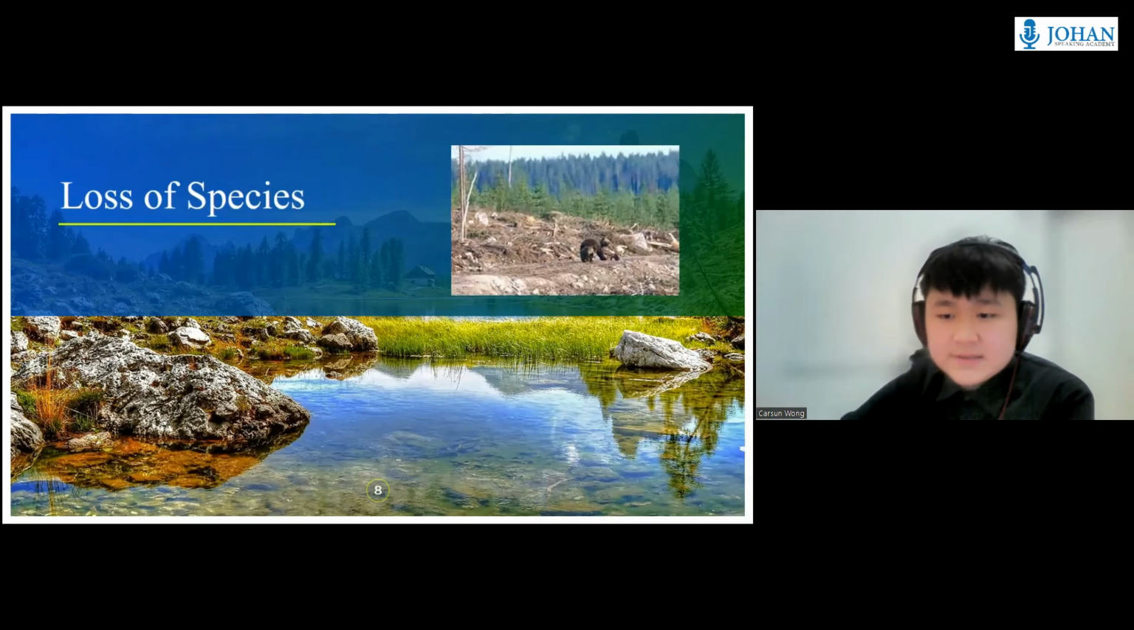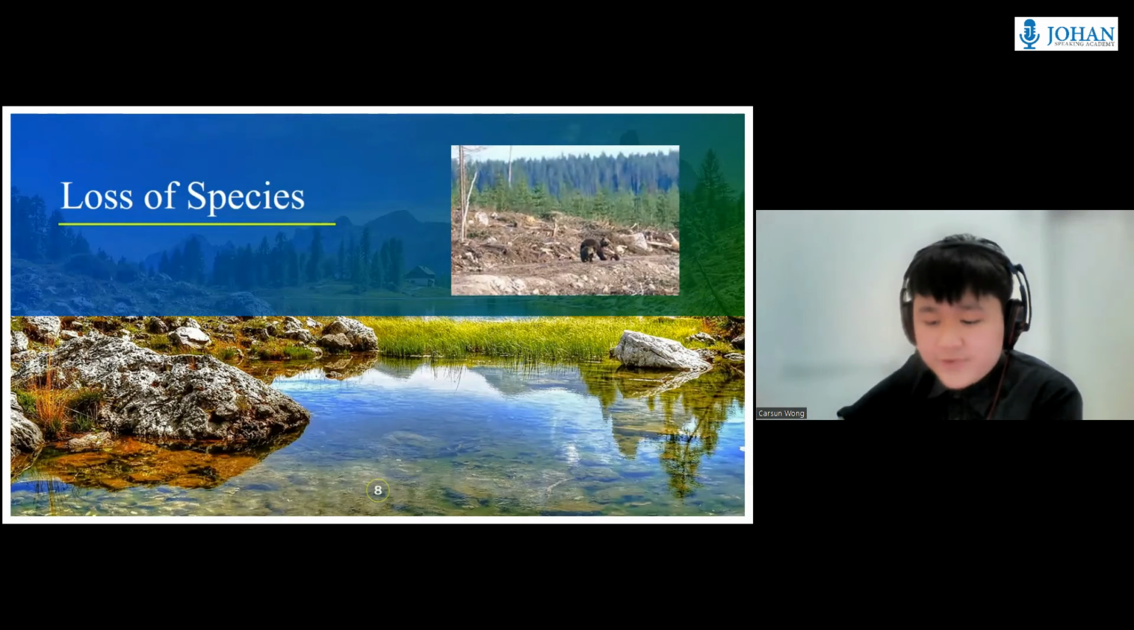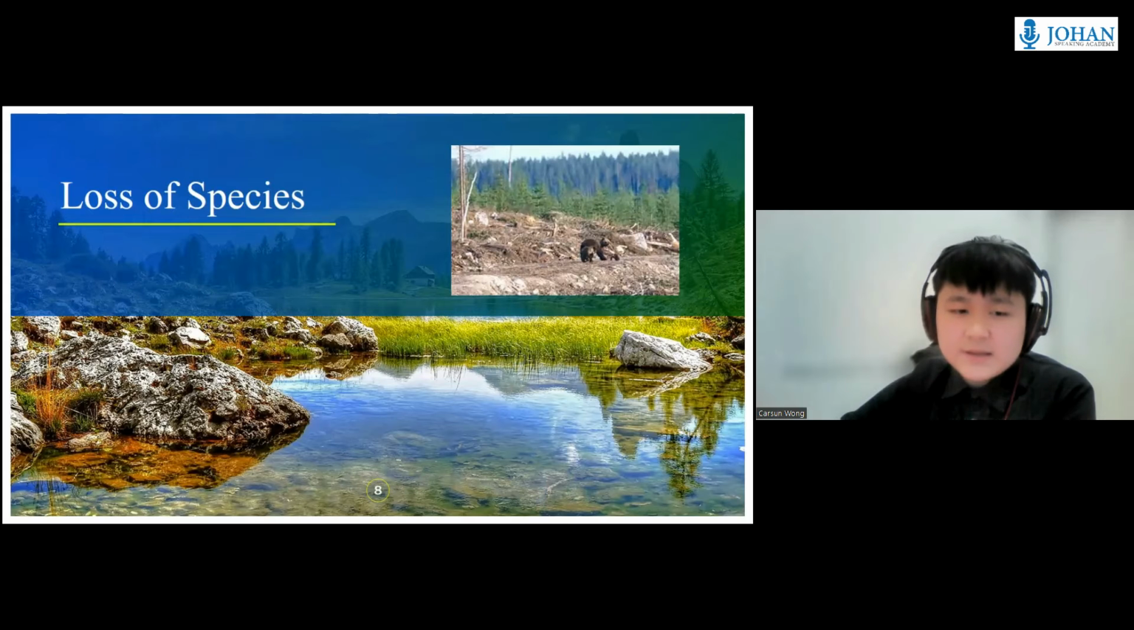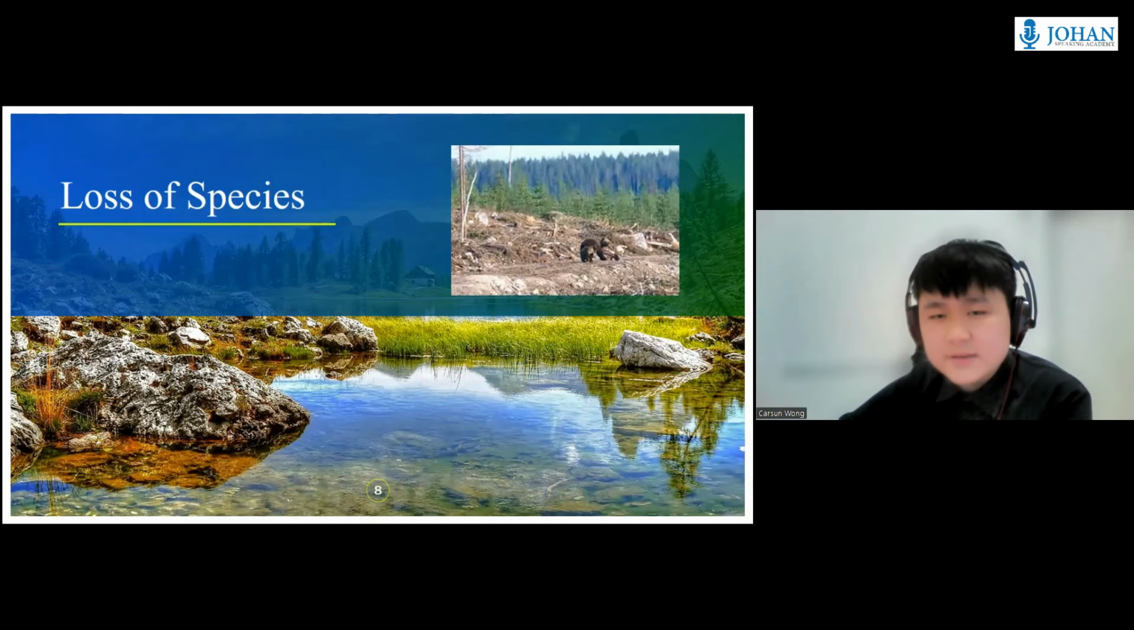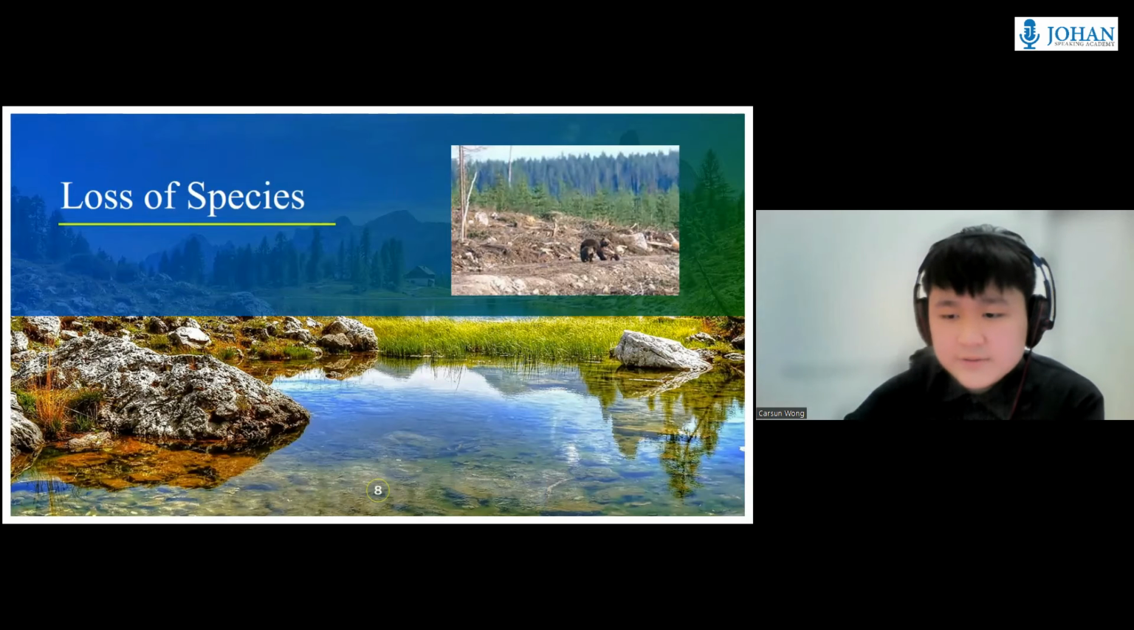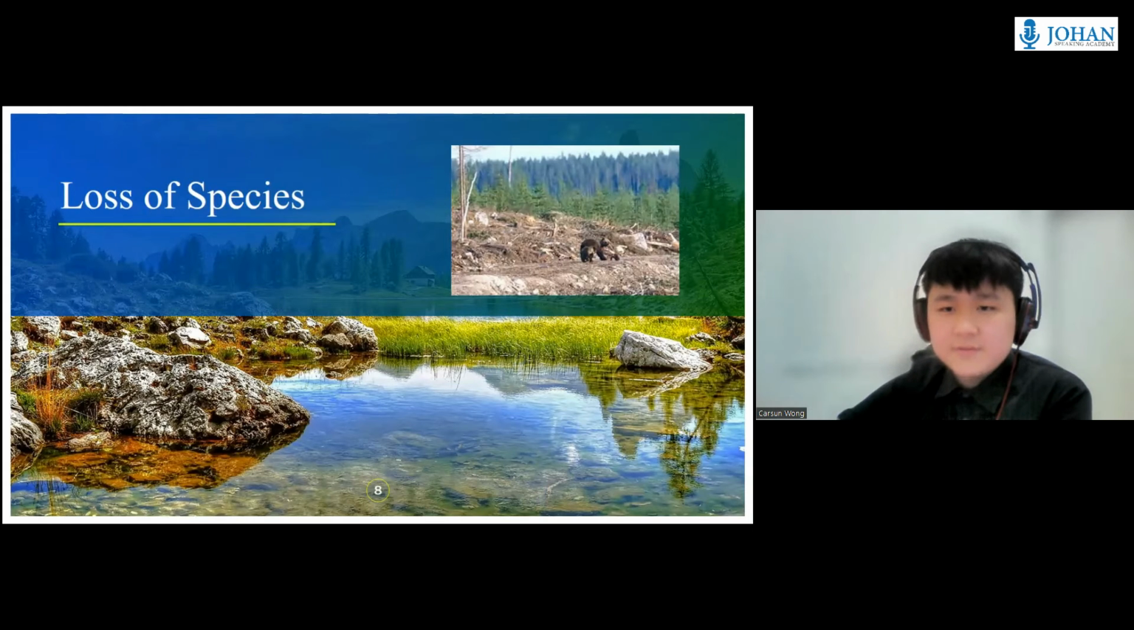Loss of species. Climate change poses a threat to all species as the temperature climbs. It is suspected that we are losing species 1,000 times faster than last time. 1 million species are at risk of extinction right now. Extreme weather and forest fires are also a main contributor to this loss of species. Some can relocate, but some are not able to.